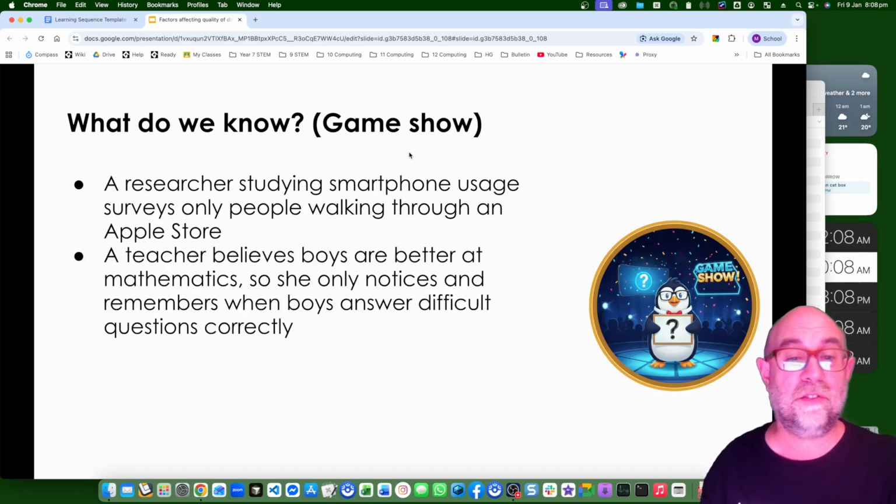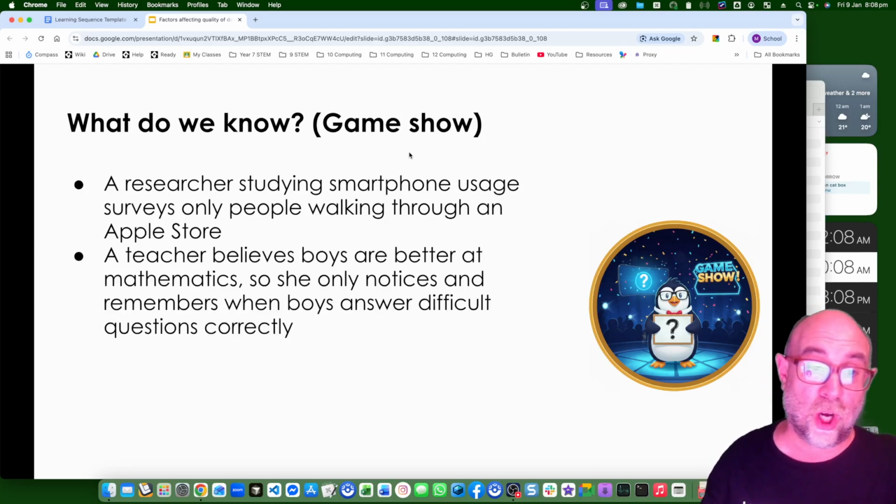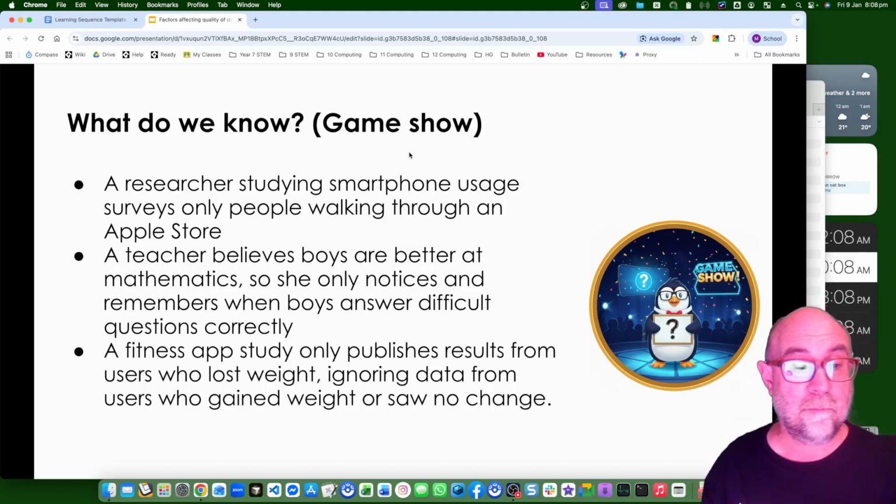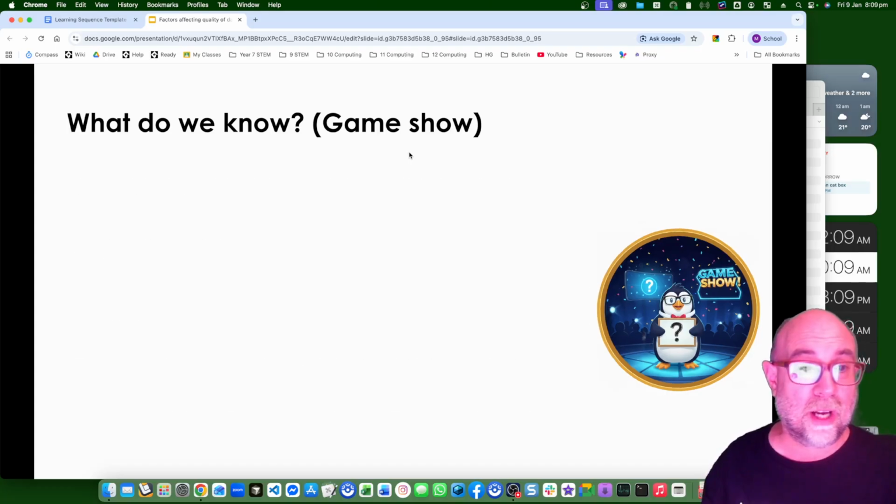A teacher believes boys are better at maths, so she only notices and remembers when boys answer difficult questions. That's a confirmation bias. She's seeing what she believes she's going to see. And a fitness app study only published results from users who lost weight, ignoring data from users who gained weight or saw no change. That's a reporting bias.